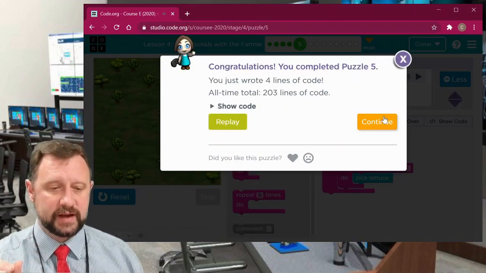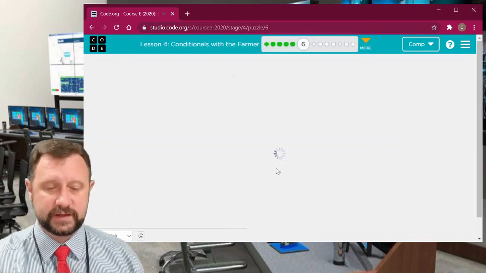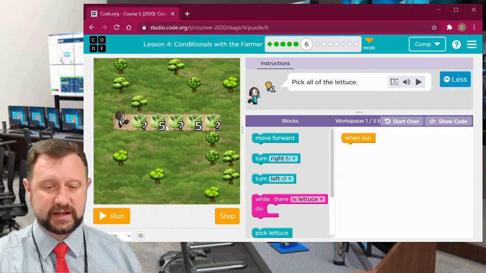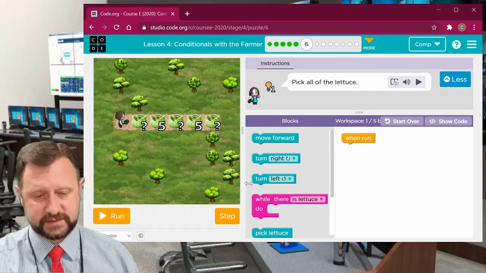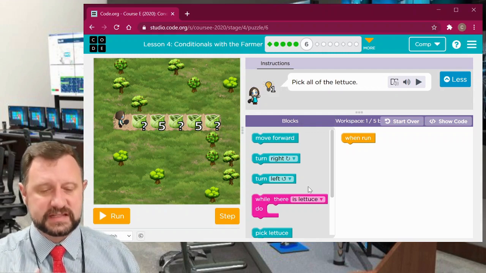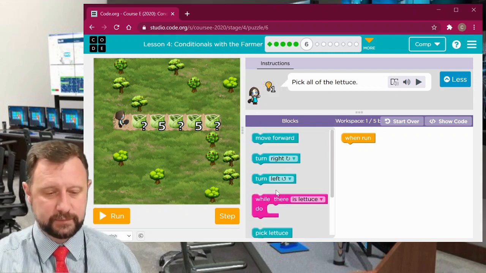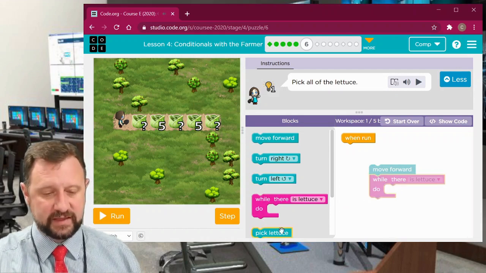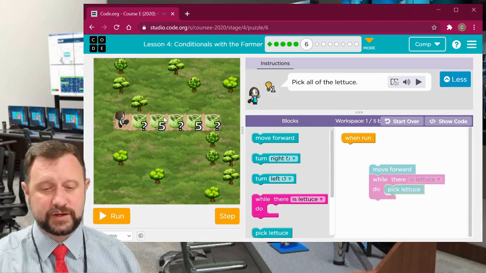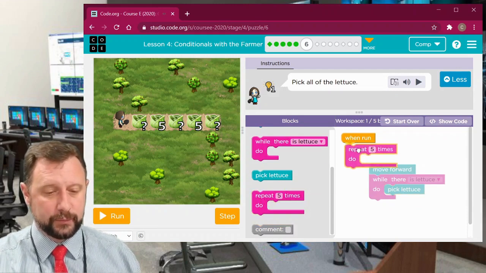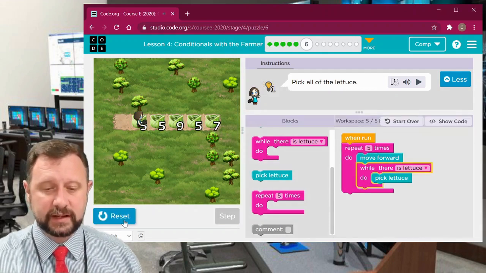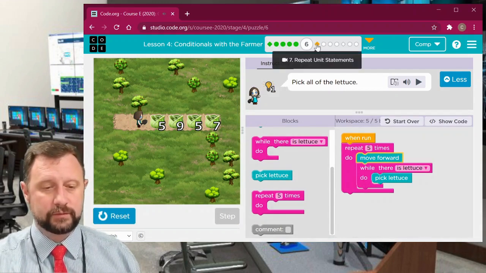We don't need a lot of blocks to be able to collect all of this stuff that the farmer has. Sometimes we'll know exactly, oh, this is 5, but don't be tricked by this. This is going to be the exact same puzzle that we did before. Go forward while there's lettuce. Pick the lettuce, and then it doesn't matter if we know it or not. We're going to repeat it 1, 2, 3, 4, 5 times like this, over and over and over again.